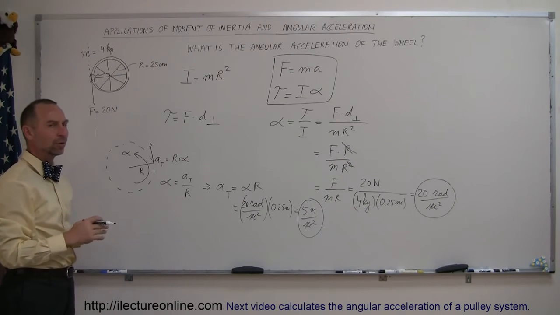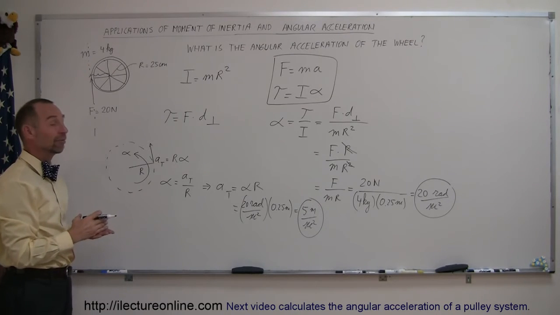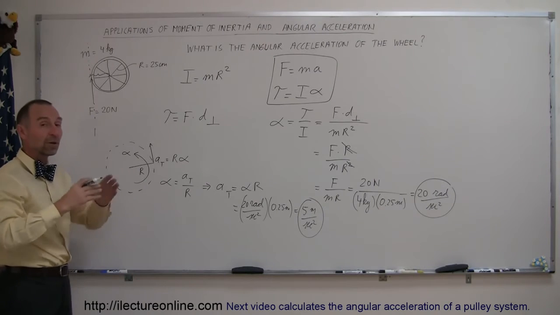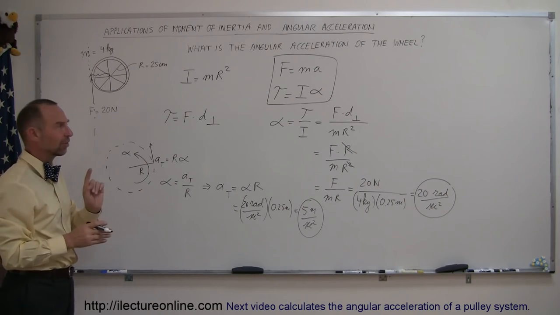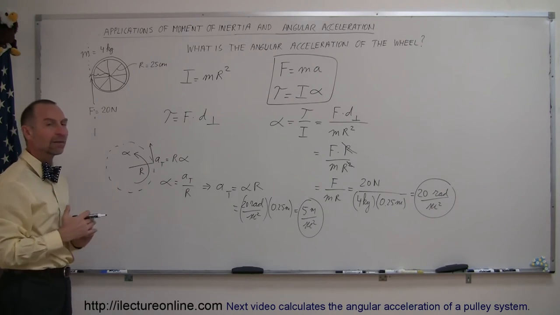Now, the next example, we'll use a pulley, and we'll have to try and find out what the acceleration of a pulley is when we consider that the pulley itself has mass and therefore a moment of inertia. So that's a little bit more tricky. So let's see how the next one is done.